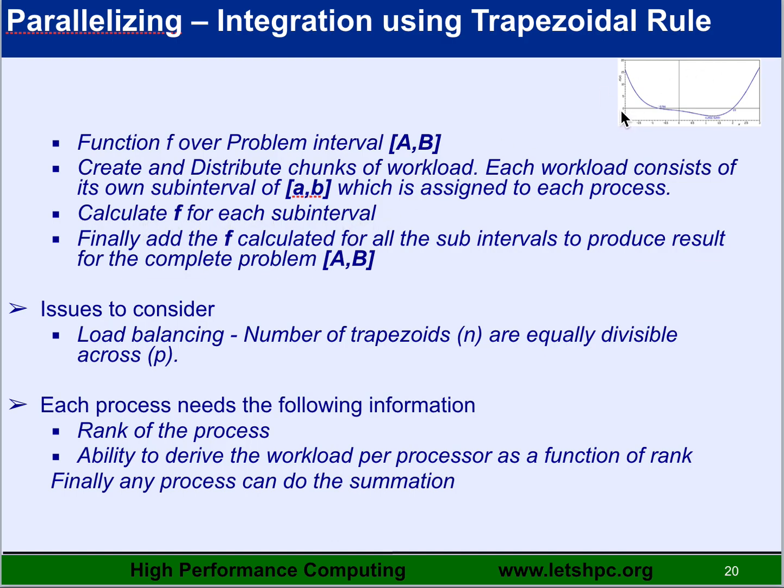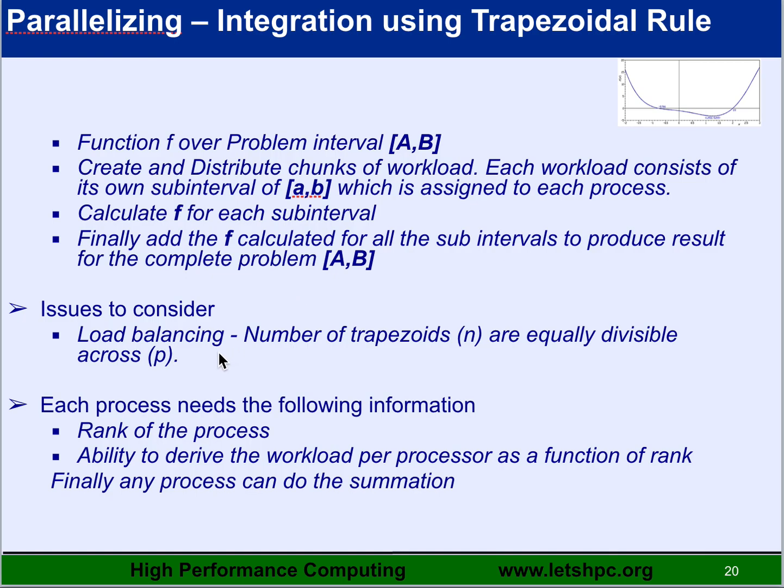So suppose a to b is the given problem interval, you are dividing that problem interval into sub intervals and you are denoting it by small a and b, and then this job is assigned to each process depending on how many processes you have. That number of processes is going to determine the size of your sub interval. Finally, when you have calculated the f for all the sub intervals, you get the final result for the whole complete interval or the complete problem.